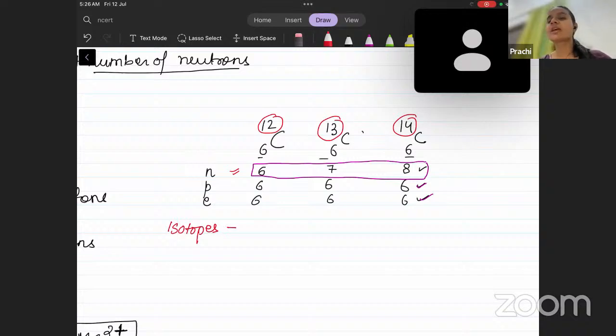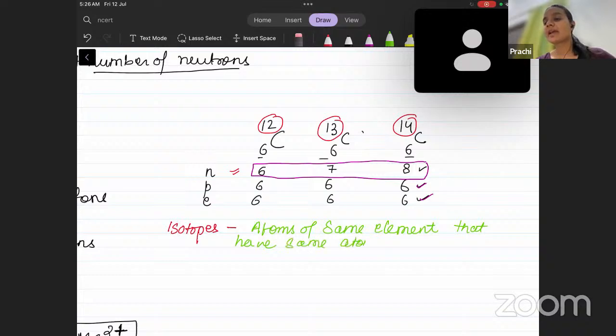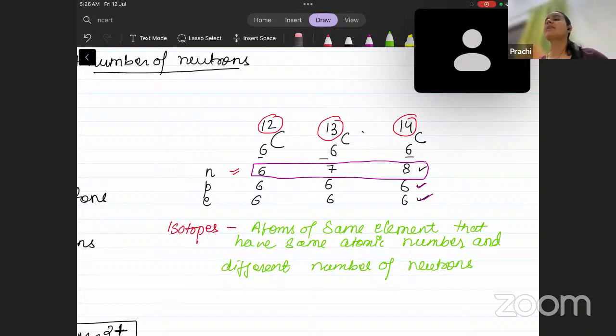So isotopes are the atoms of the same element that have the same atomic number and different number of neutrons. Now you could be asked the same statement in different ways, right?